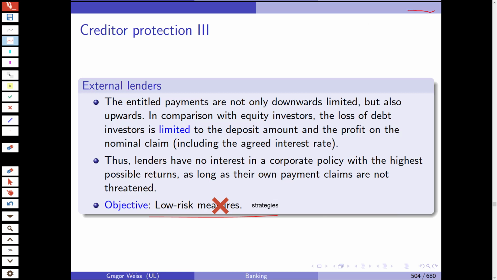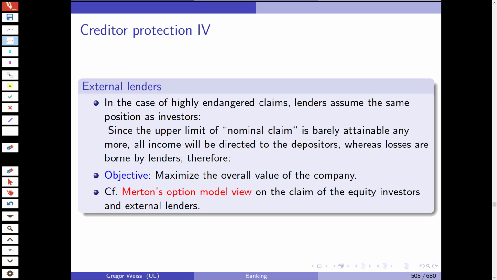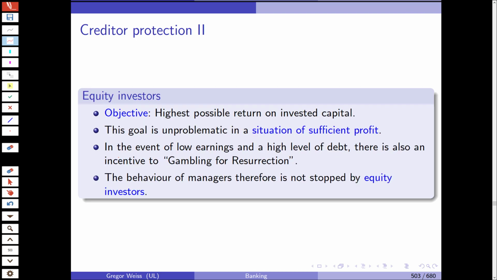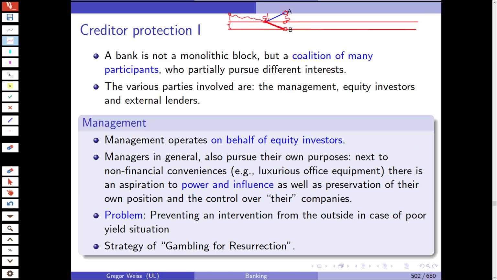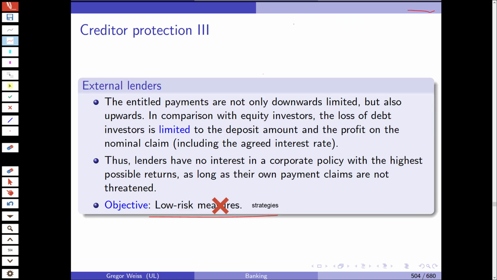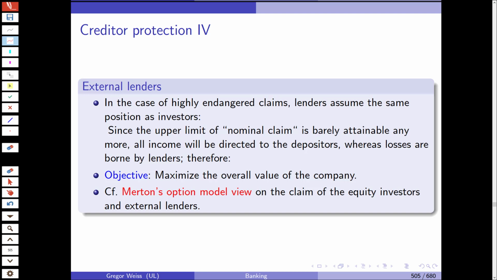Okay, so this is what creditors are interested in. In the case of highly endangered claims, the lenders will assume the same position as investors because we've already lost our money. Since the upper limit of the nominal claim is barely attainable anymore, that is the case if we are already in point B, everyone has lost the money. So we need to get back to this point, and then again all income will be directed to the depositors, whereas losses are borne by lenders. Therefore, the objective for creditors, for depositors, is also to maximize the overall value of the company.